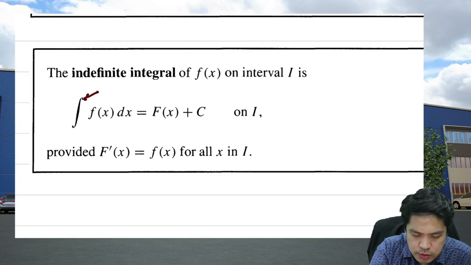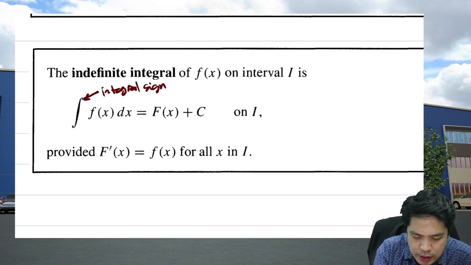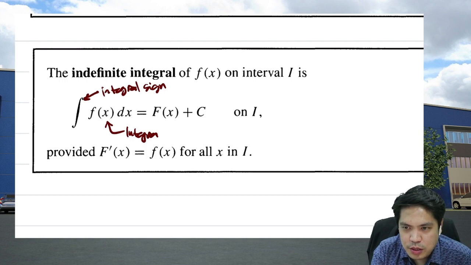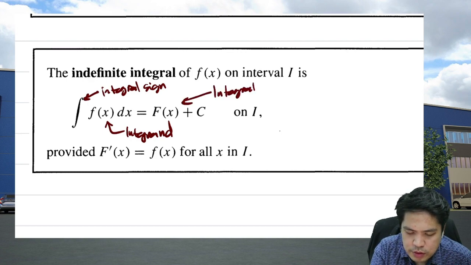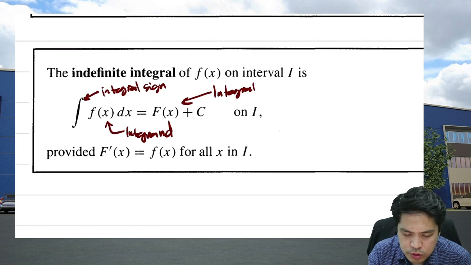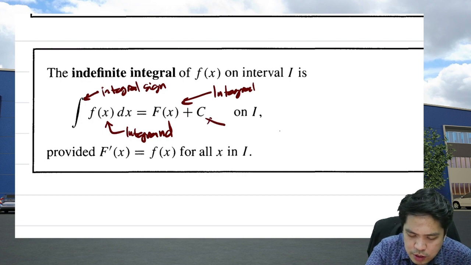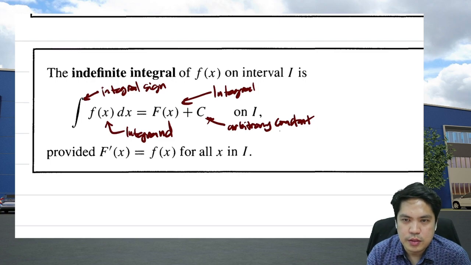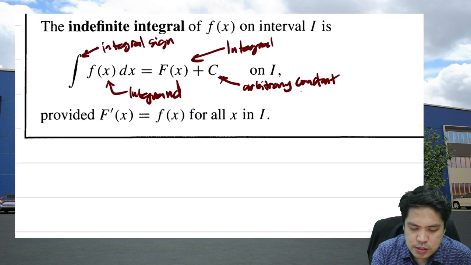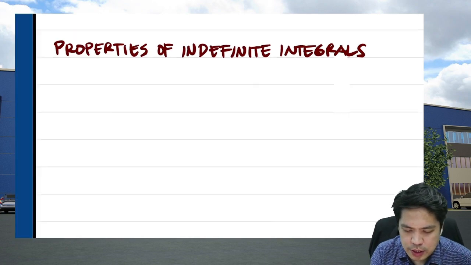Dito, this is now called the integral sign. That's the integral sign. And this is our integrand, or the function that we are integrating. And of course, this is the integral, or the particular integral na to siya, kung may value yung c. So the result is the integral. And of course, this is the arbitrary constant, or the constant of integration. Okay, so these are the parts of this. So let us now proceed to the properties of indefinite integrals.